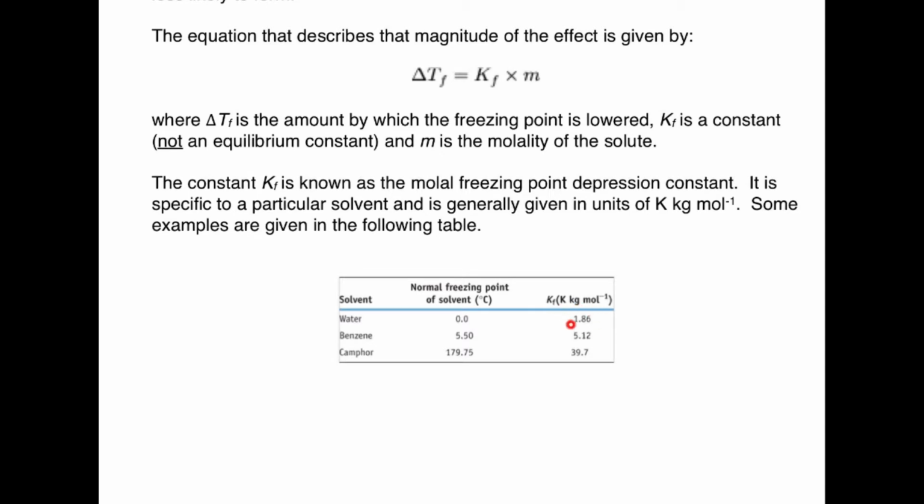But this number, again, as I said before, quantifies how sensitive our substances are to colligative properties. Take a look at benzene, for example. Benzene has far less intermolecular interactions than water does. We've talked about water extensively in this class. We know how significant those intermolecular interactions are.